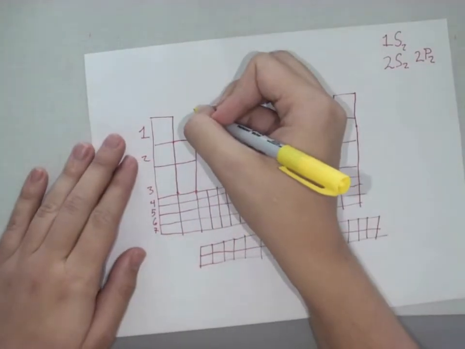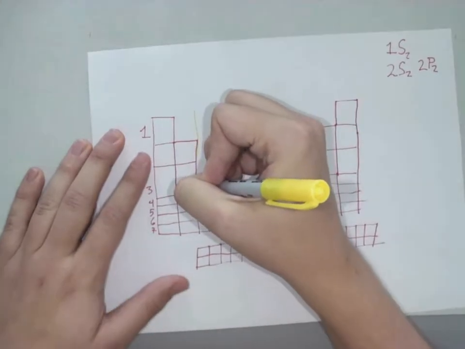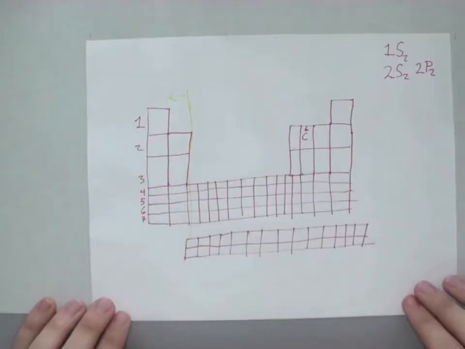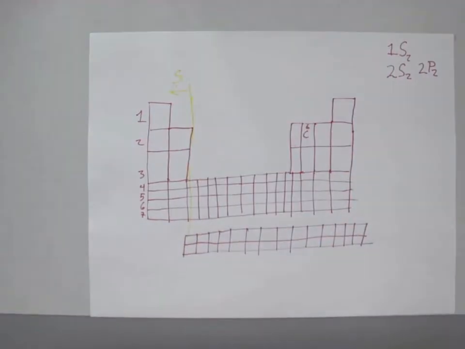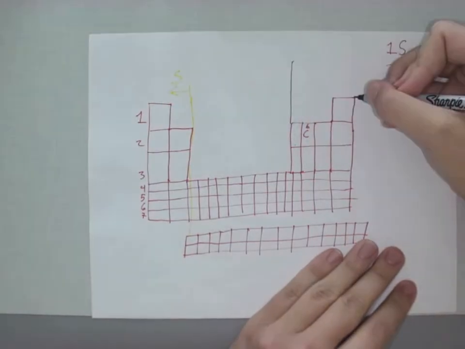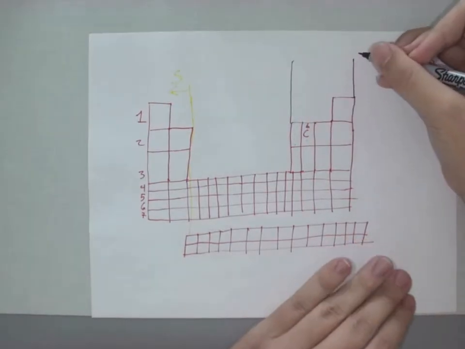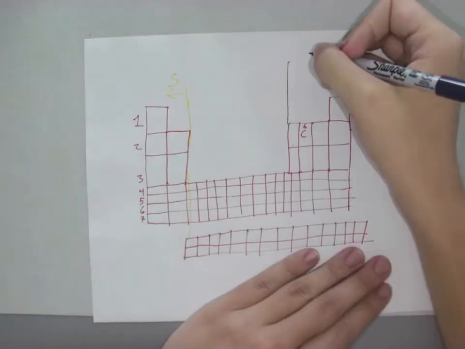So we know this block right here, all the stuff to the left of this line right here, that is all S block. So everything on the left there, that's always going to represent our S block. This group right here, all these elements to the right, these represent our P block.